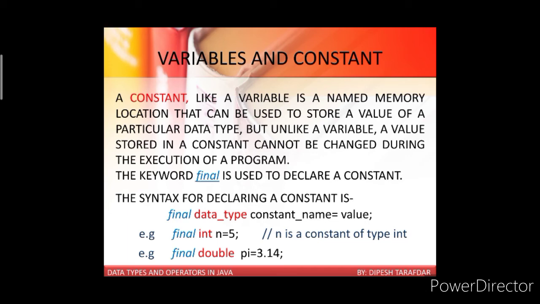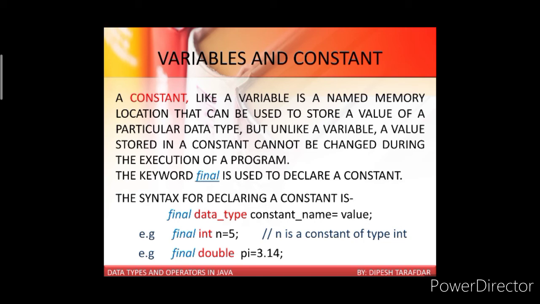The keyword final is used to declare a constant, and the syntax is final data type constant name is equal to value. For example, final int n is equal to 5. So n is a constant of type int and assigned the value 5.